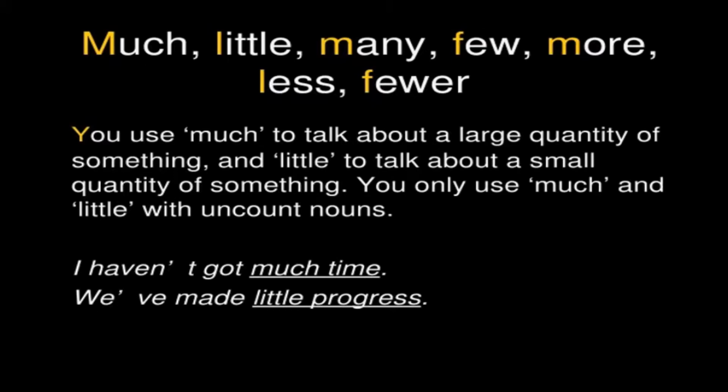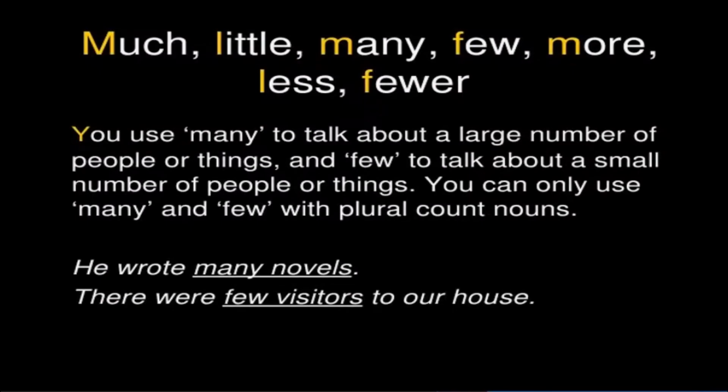Now we have to know about the use of many, and it says that we use it to talk about a large number of people or things, and few to talk about a small number of people or things. You can only use many and few with plural count nouns. For example, he wrote many novels. Okay, you can count novels, right? One novel, two novels. And also, there were few visitors to our house. Few is the opposite of many.